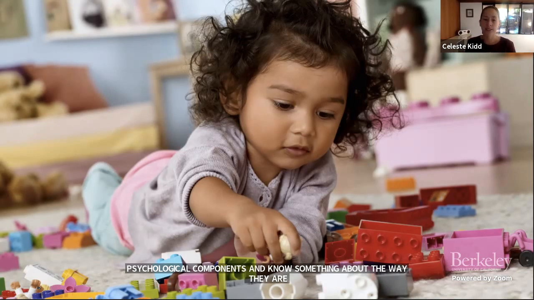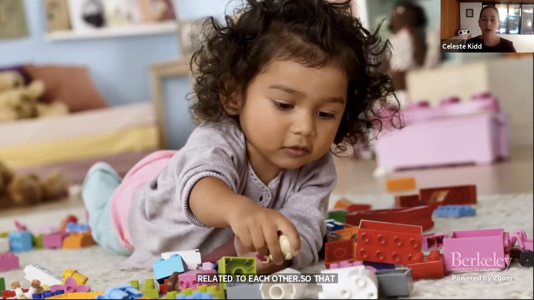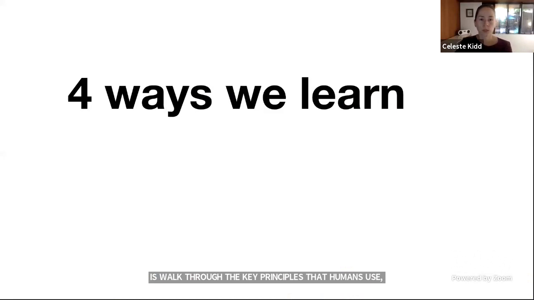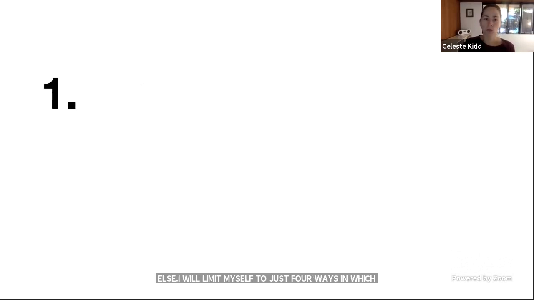So that feature of it makes it a potentially useful domain for studying the nature of concepts and learning in general. What I want to do in this talk is walk through some key principles that humans use, starting in infancy, but continuing through adulthood, to not just learn language, but to learn everything else. I'm going to limit myself to just four ways in which we as humans learn to communicate and learn about things in the world.